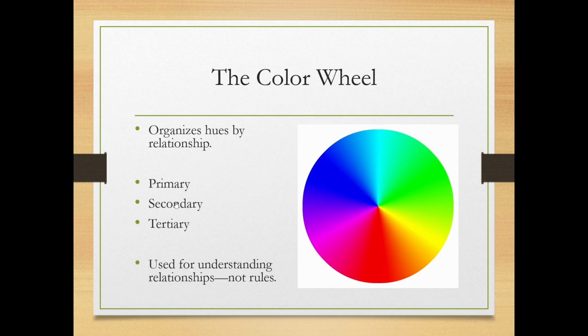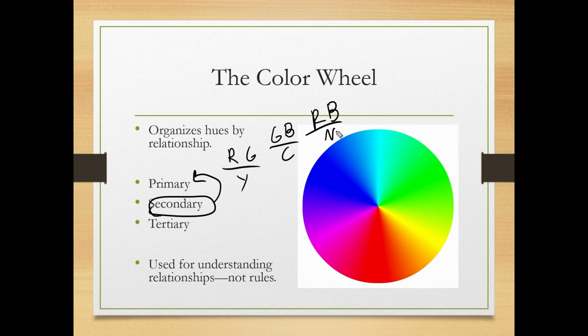Now, when we talk about secondary colors, these are colors made by mixing the primaries directly. So for example, if I mix red and green in the RGB spectrum, that's going to be equal to yellow. And that's something that we saw. Likewise, if you mix green and blue, that's going to be equal to cyan. And if you mix red and blue, that's going to be equal to magenta.